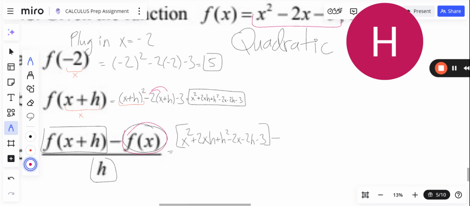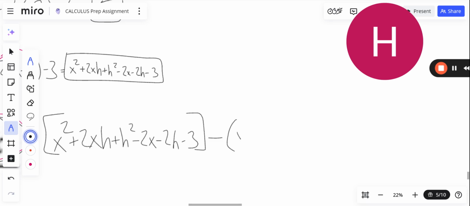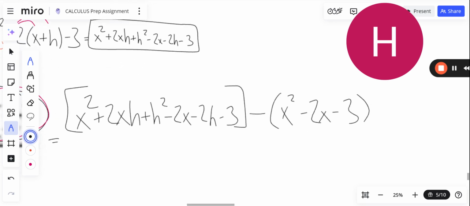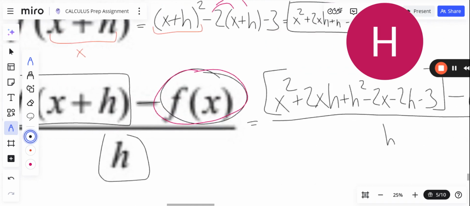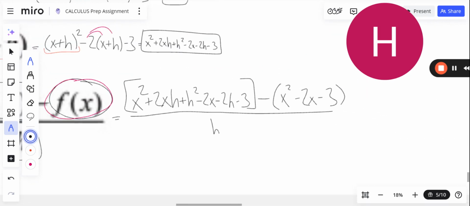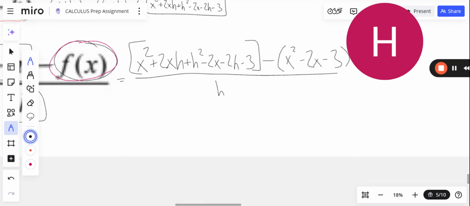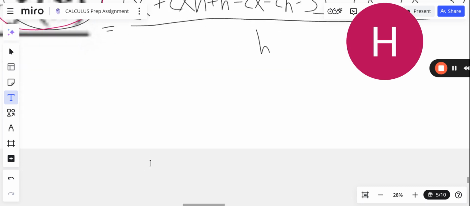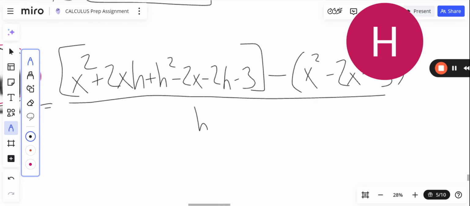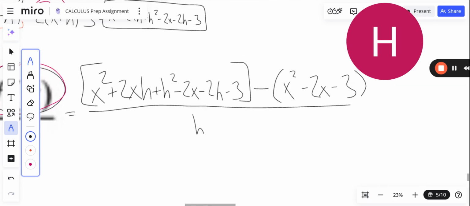But one thing you want to be very careful of, everybody, is that you need to make sure you have the parentheses there, because you're going to have to distribute that negative. And then we're going to divide everything by h. You don't have to plug anything in, just leave h. Now what is the special tip that I'd like you to know?